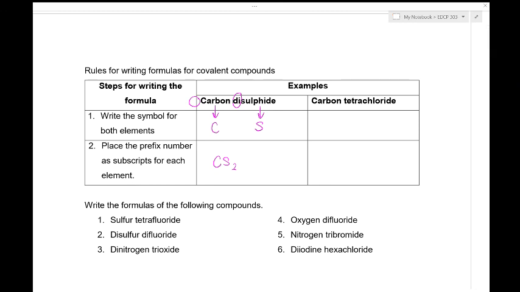Now let's try another example. We have carbon tetrachloride. Carbon is C, tetra is a prefix, and chloride would be Cl. So with C, because there's nothing in front, that means it's a 1. Cl is tetra, therefore that means it's a 4. And that will be our final answer.